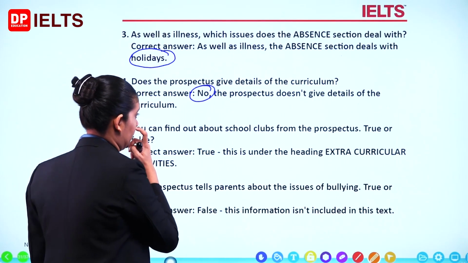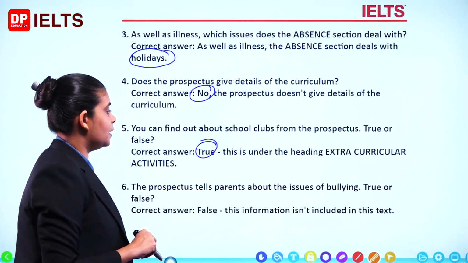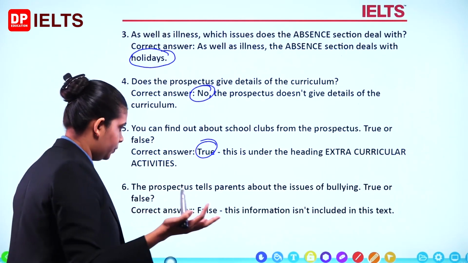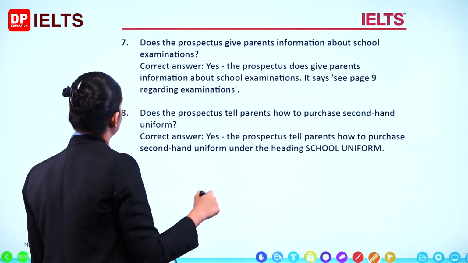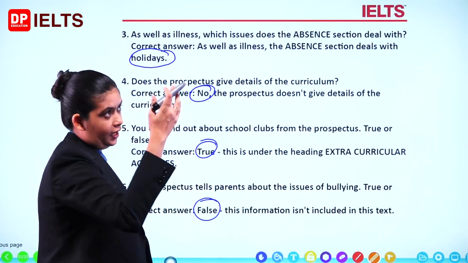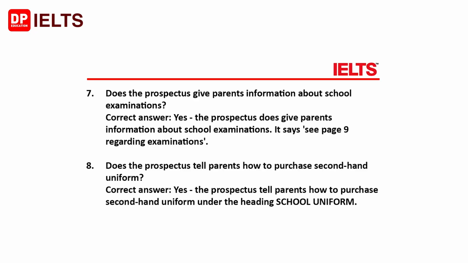So it is true, right? The prospectus tells parents about the issues of bullying. No, I didn't find any information about bullying, so therefore, it is false. Scanning is the technique, but really, if you had skim-read through the headings and the subheadings, you would have realized that. All right, so moving on to the next question.